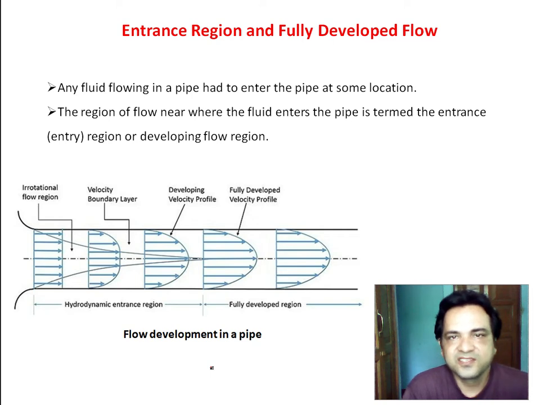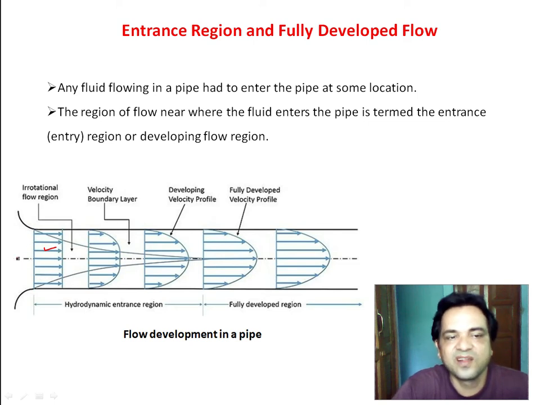Now what is the entrance region and fully developed region? Any fluid flowing in a pipe has to enter the pipe at some location. So the region of flow near where the fluid enters the pipe is termed the entrance region or developing flow region. At the entrance, suppose this is the inlet to the pipe, the flow enters with uniform velocity. The velocity profile does not change. It is the same at the wall and the same along the center line.